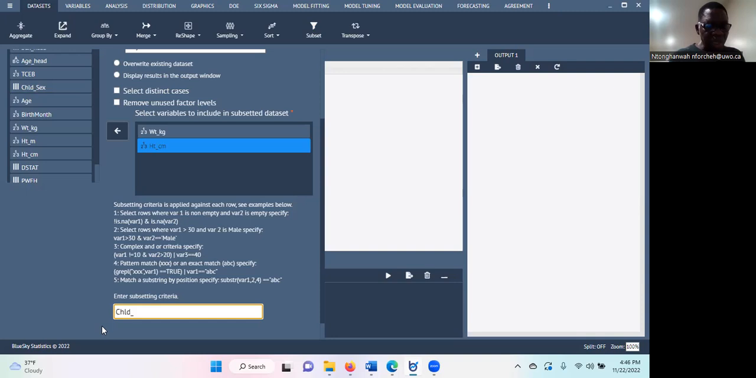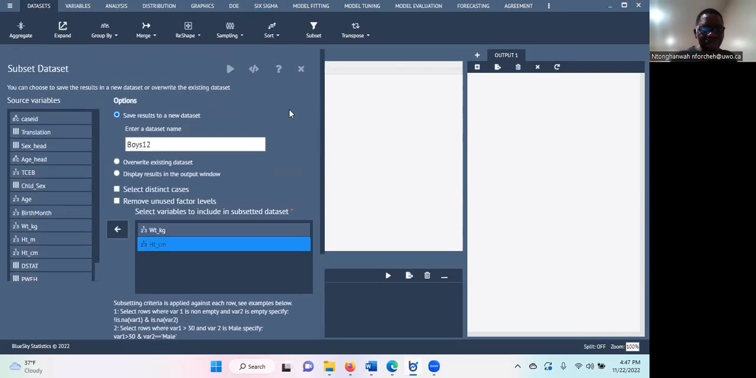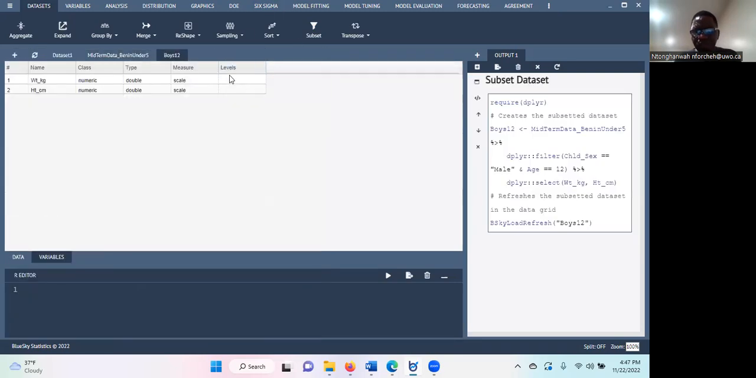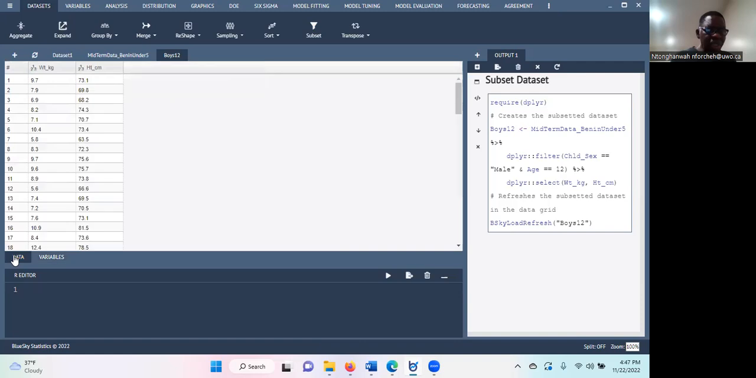CHLD underscore capital SEX equals, double equals, since that's a logical statement, to Male. And because both conditions must hold, the age, which is a capital AGE, must be equal to 12. That will give us the boys. Let's run and see if we have any data for that. Okay, so the data has been created, and that's the data for boys age 12.